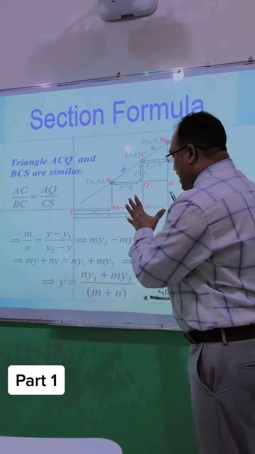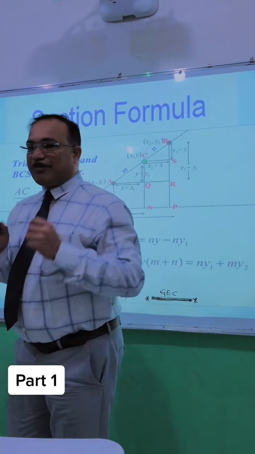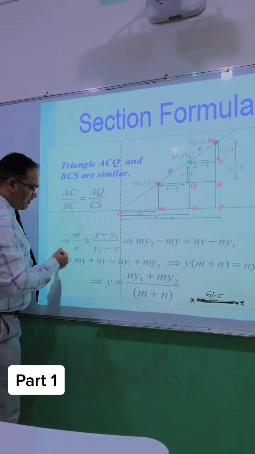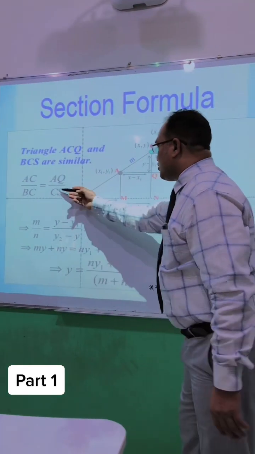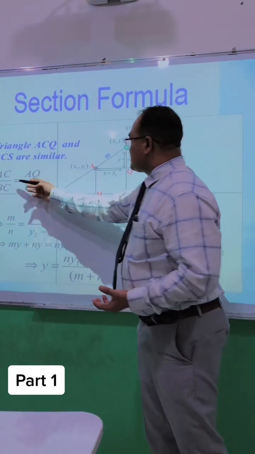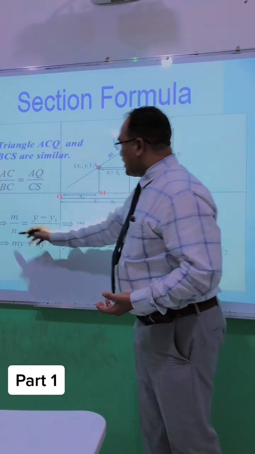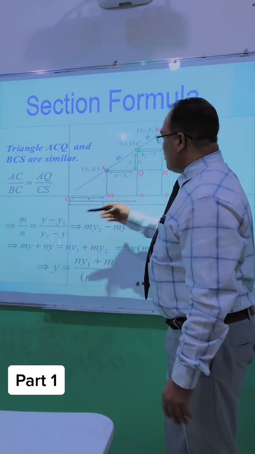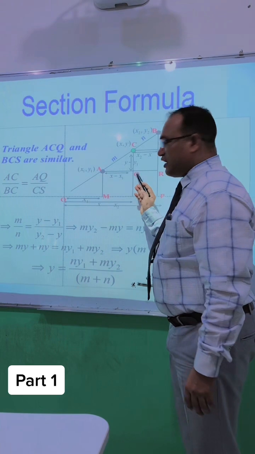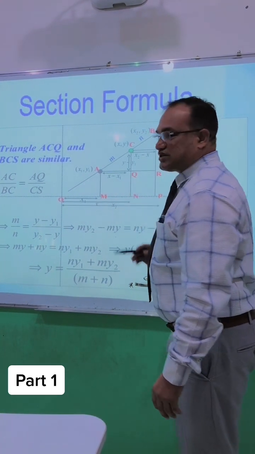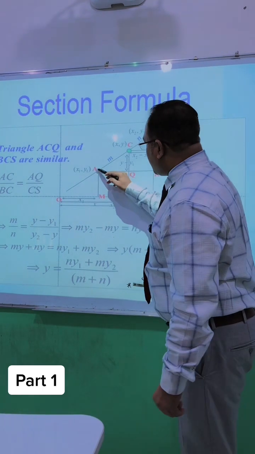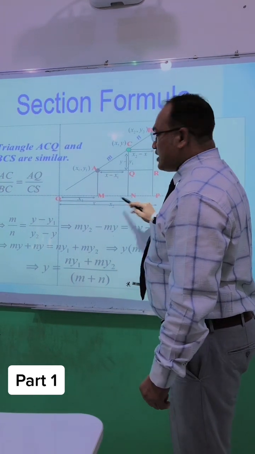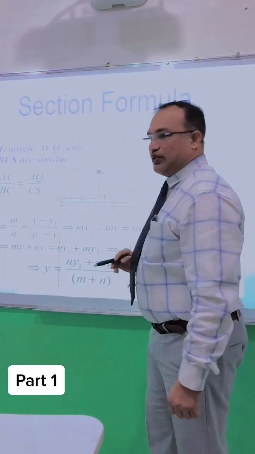Here I have made the formula for the purpose of finding the y coordinate of C, and the y coordinate will come from this particular formula. By taking this ratio, I can apply their side lengths. AC I am taking as m and BC as n, where the ratio is already assumed. Now AQ, the distance between A and Q, will be x minus x1, where A is (x1, y1).